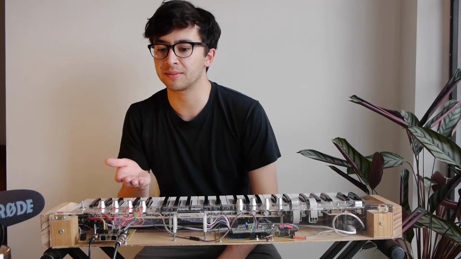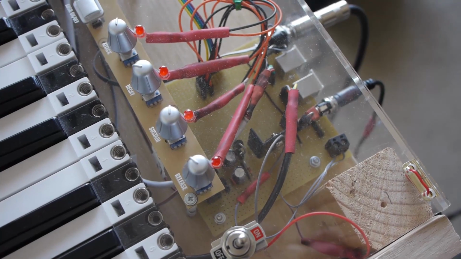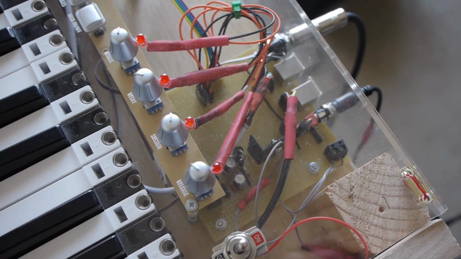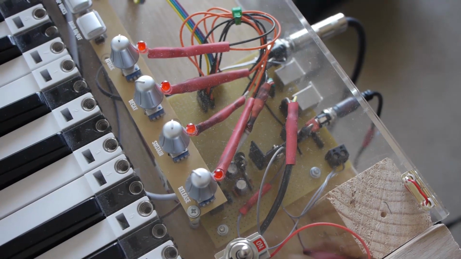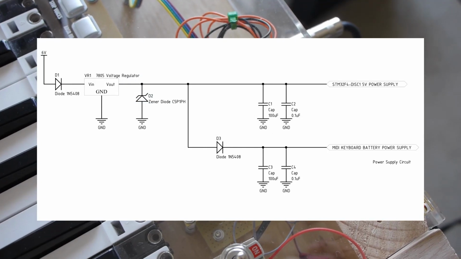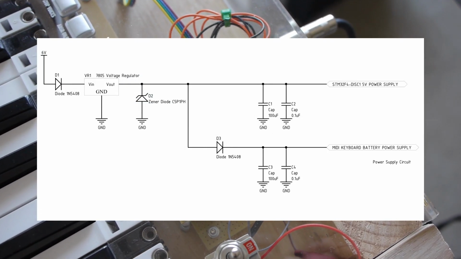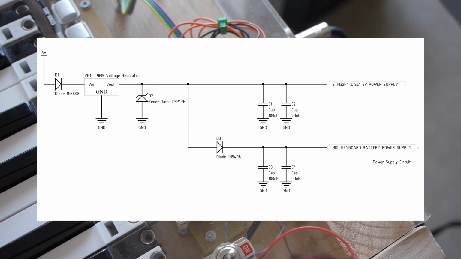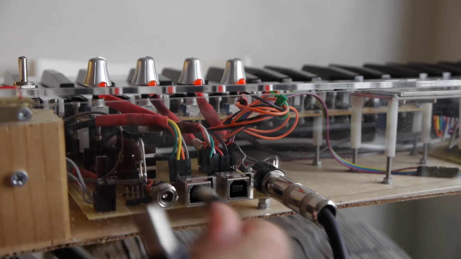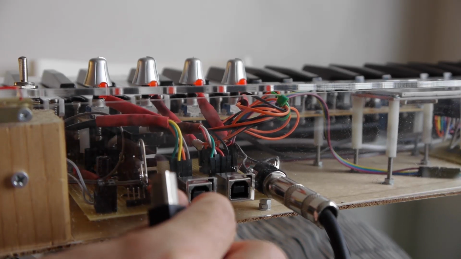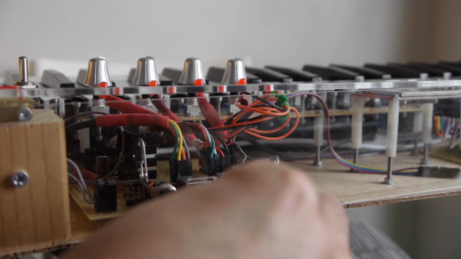Here we have the power supply circuit, which is a typical 7805 linear regulator circuit with reverse voltage protection. The circuit provides 5 volts to the STM32F4 and 4.3 volts to the keyboard circuits. The circuit allows the synth to be powered by either a plug pack or a USB connection.